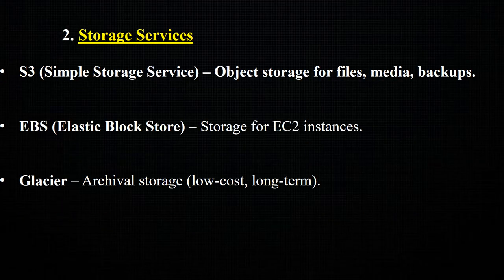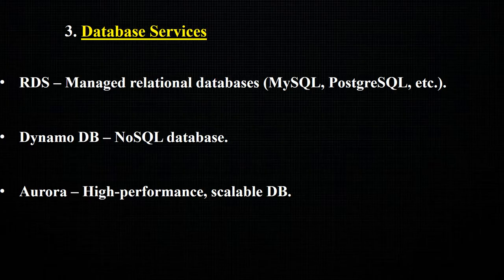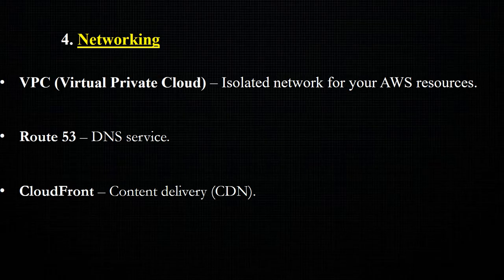For storage services, Amazon uses S3, which stands for Simple Storage Service. It also uses EBS and Glacier. For database services, we have RDS, DynamoDB, and Aurora for high performance and scalable DB. For networking, Amazon uses VPC, Route 53 for DNS services, and CloudFront.